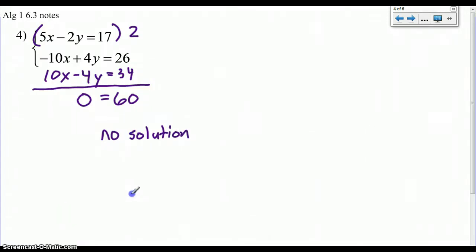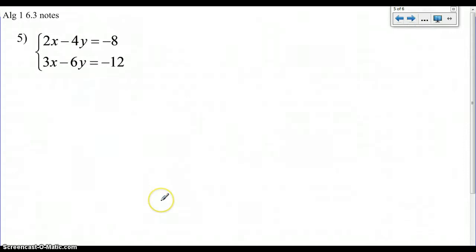Why would there be no solution? Well, these are lines that are parallel.